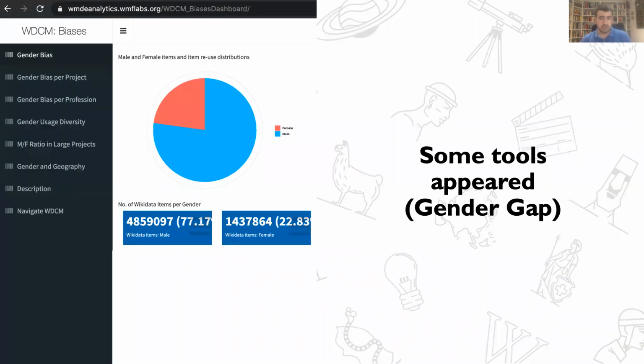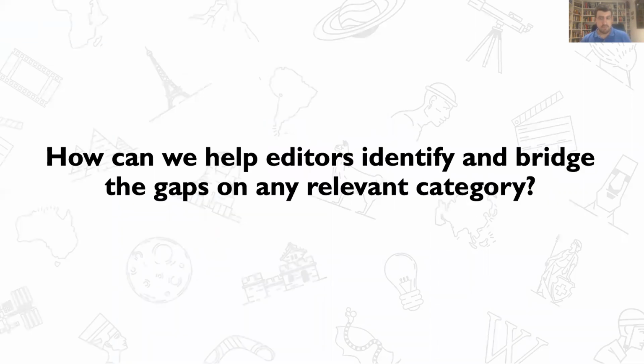Tools to monitor specific gaps like the gender gap have started to appear, but other content gaps are still to be addressed. No project is aimed at showing both the gaps and providing suggestions to bridge them so that editors can immediately act when they see them. And how can we help these editors to identify and bridge the gaps on any relevant category?